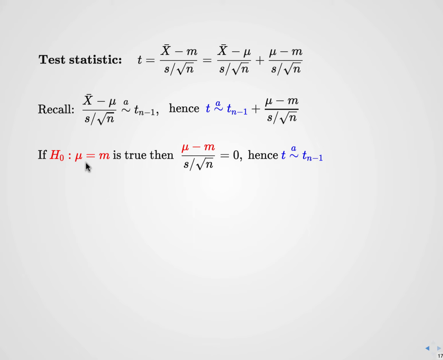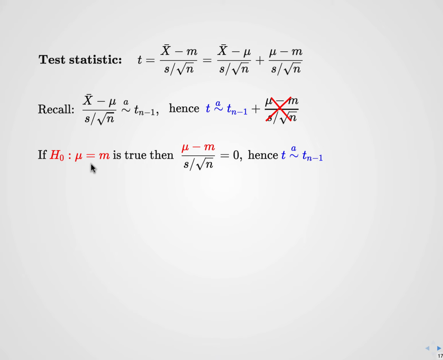All of that was doing those calculations under the presumption that the null hypothesis was true. And when the null hypothesis is true, when mu is equal to m, then mu minus m is equal to 0. So this term here is equal to 0, and this extra term isn't there. The t-statistic is approximately normal, and there's nothing else going on when the null hypothesis is true.